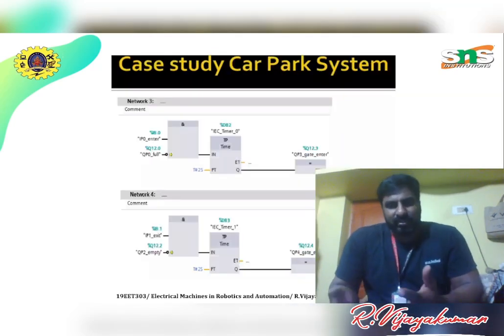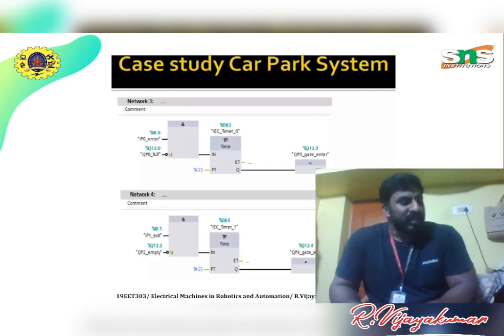Also, car parking systems can be designed, and the car parking system is completed with the help of PLC programming controllers.